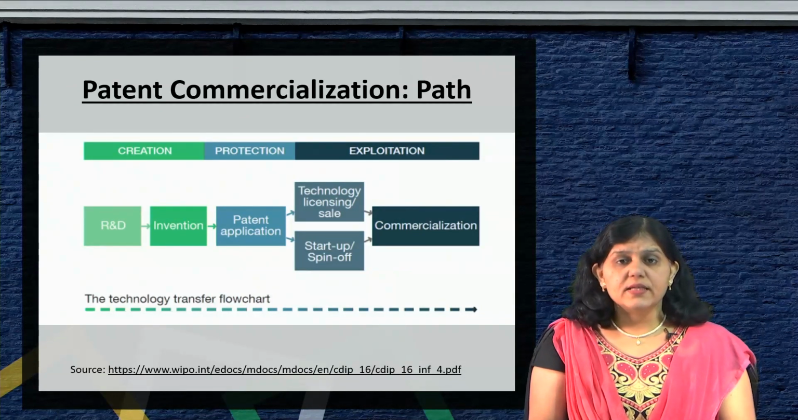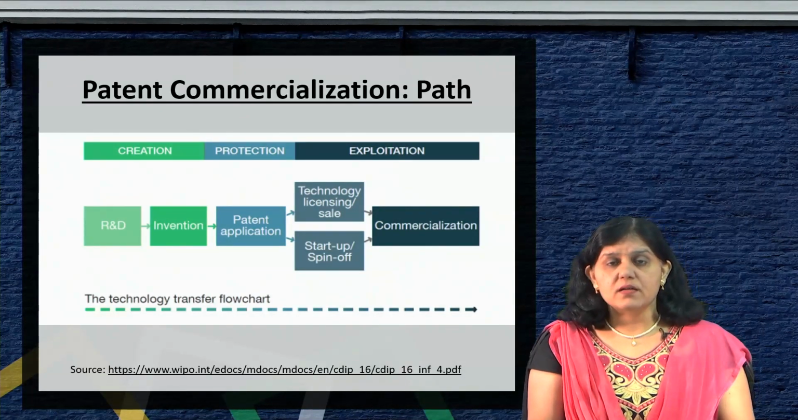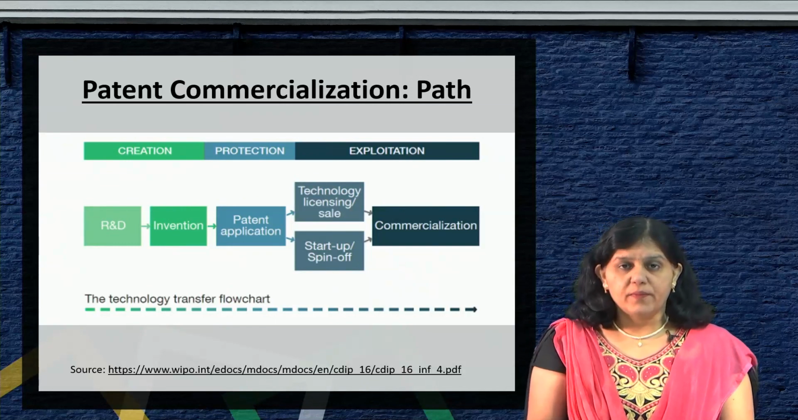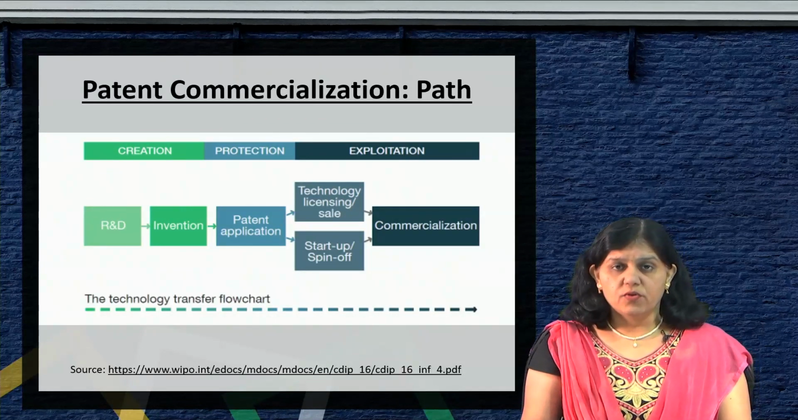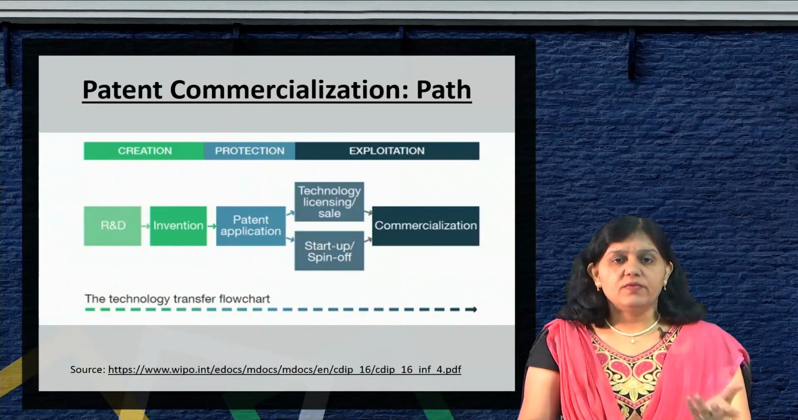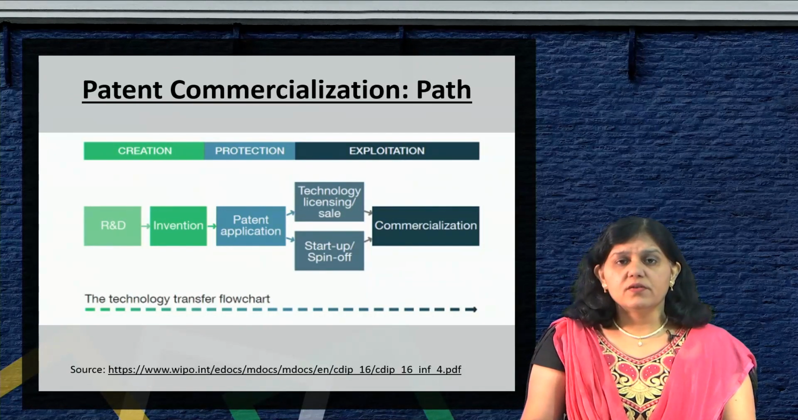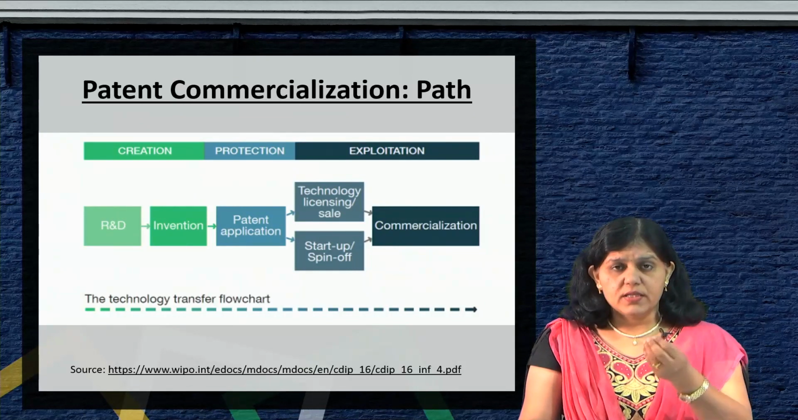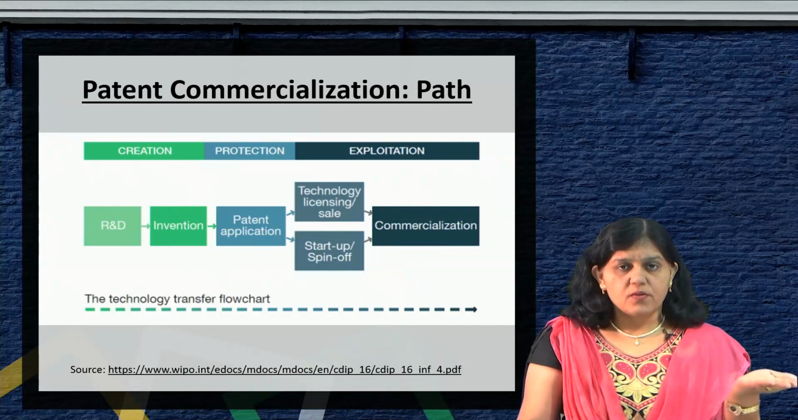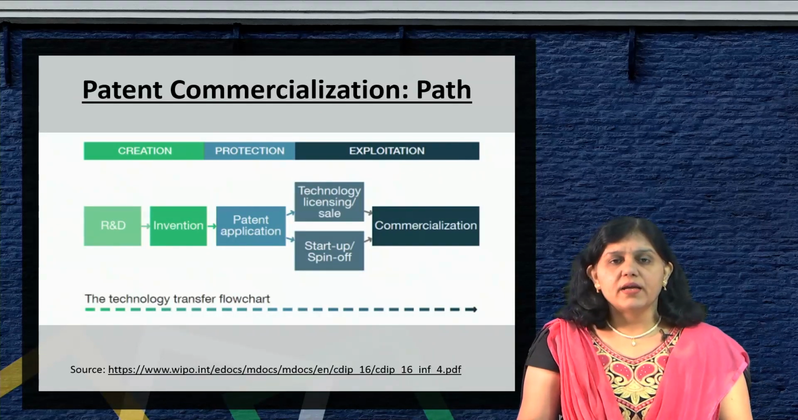It may be a licensing, it may be a sale, it may be a startup, it may be a spin-off, whatever it may be, right. So, any path you follow, the commercialization will be achieved, right. Now, in this figure you can see how that path goes from R&D till the market.